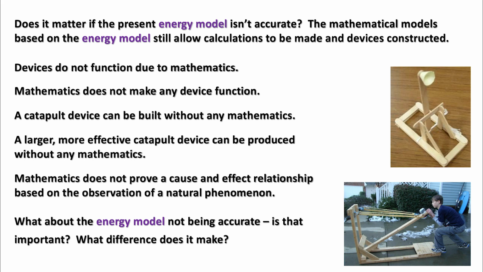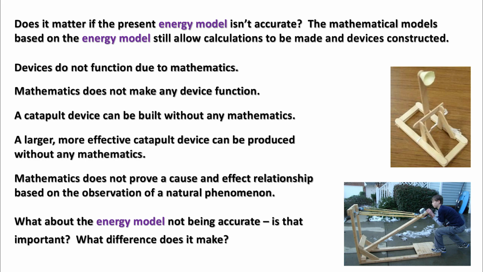The mathematical models based on the energy model still allow calculations to be made and devices constructed. Devices do not function due to mathematics. Mathematics does not make any device function. A catapult device can be built without any mathematics. A larger, more effective catapult device can be produced without any mathematics. Mathematics does not prove a cause and effect relationship based on the observation of a natural phenomenon.